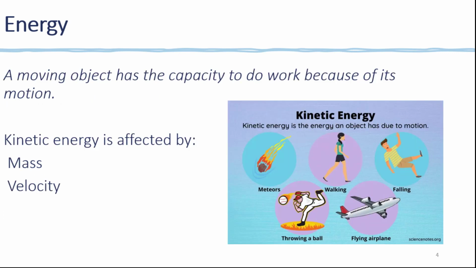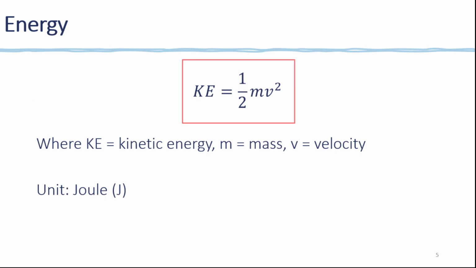A moving object has the capacity to do work because of its motion. This capacity is the kinetic energy of the object. And the kinetic energy of an object is affected by the mass and the velocity of the object itself. So mathematically, we define kinetic energy as half of the mass times the velocity squared. So KE here is kinetic energy, is half of the mass times velocity squared.